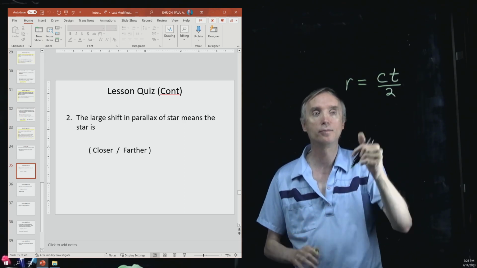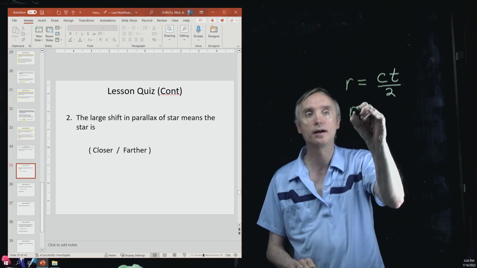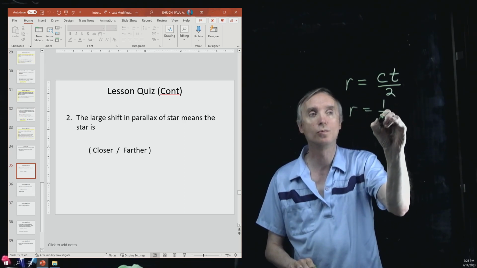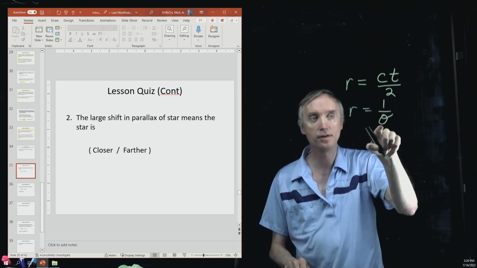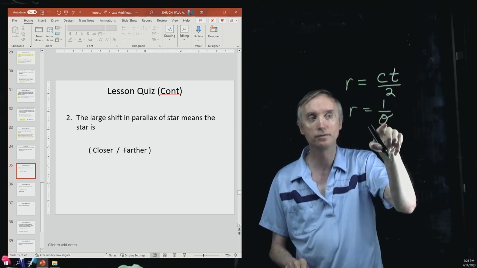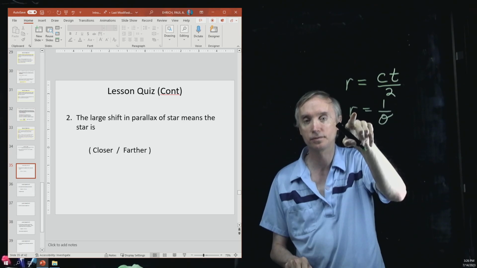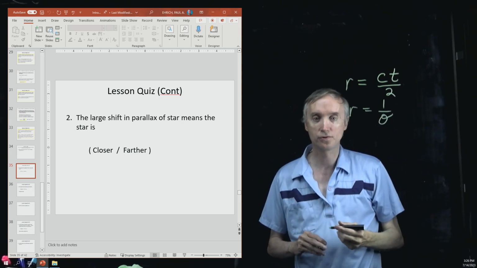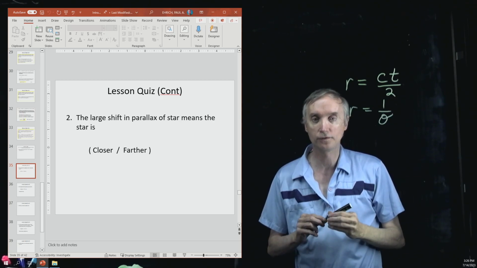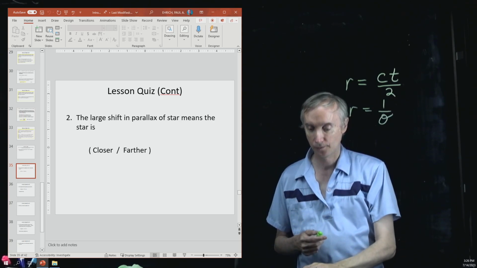And so this time we're going to be using the parallax equation, which is 1 over the angle. So if we make this thing larger, then this thing gets smaller. So that means it's going to be closer to you if it has a large shift in parallax.